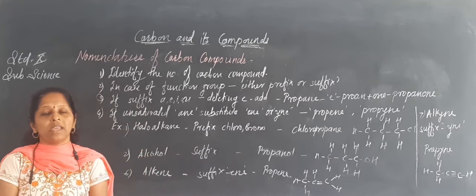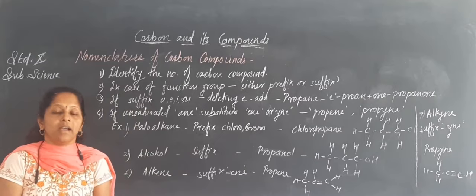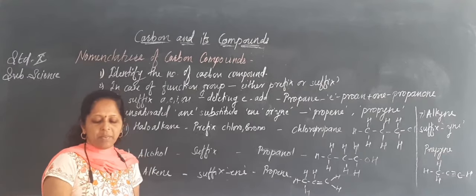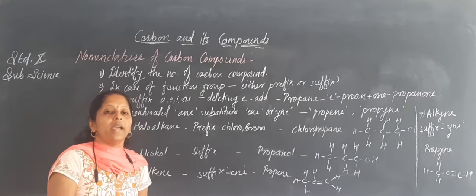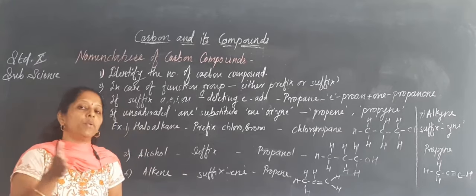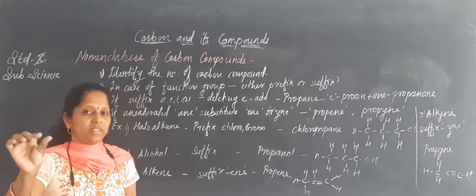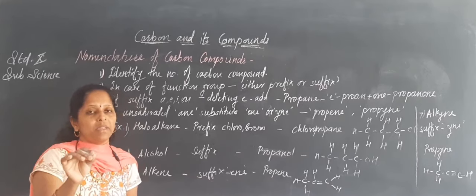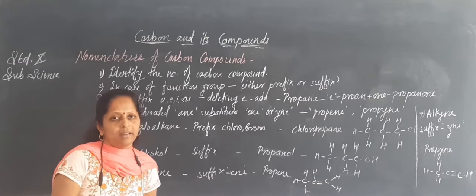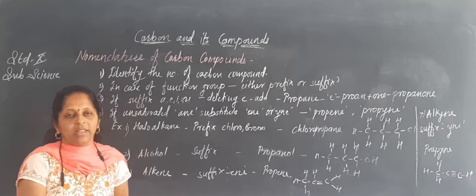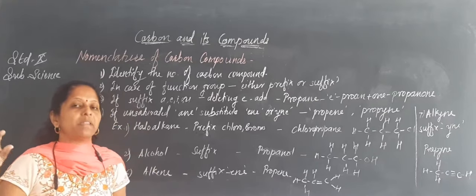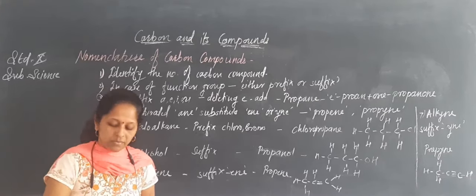Some functional groups we use as a suffix, and some as a prefix. A prefix is placed before, and a suffix is added after. So the chain is modified by the prefix and suffix. Prefix means we write it first, for example chloro. Alcohol we write last, adding it to the carbon chain. That is a suffix. Suffix means lastly we add, prefix means we take it first.